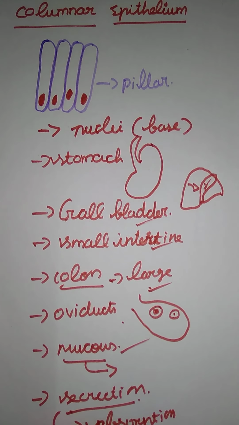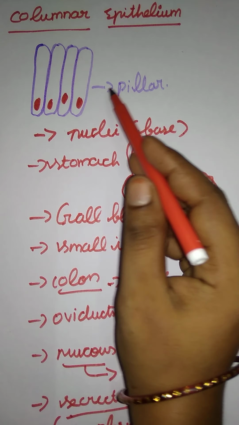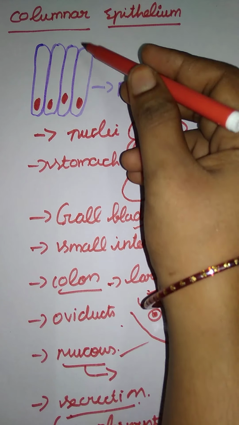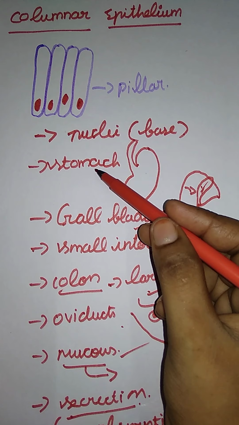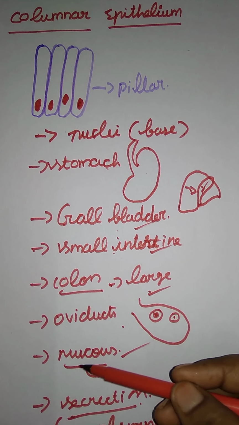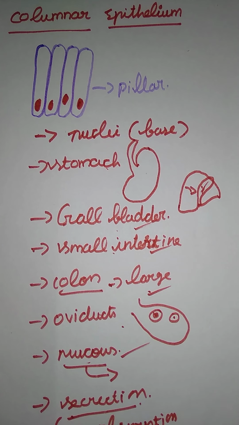So that's it for columnar epithelium. I hope you understood this. Just to recall once again, columnar epithelium has column-like structures of cells, just pillar-like structures. The nucleus is at the base of the cells. Mostly these organs, the stomach, gallbladder, small intestine, colon, oviduct and mucus, are all columnar epithelium. So that's it for columnar epithelium.